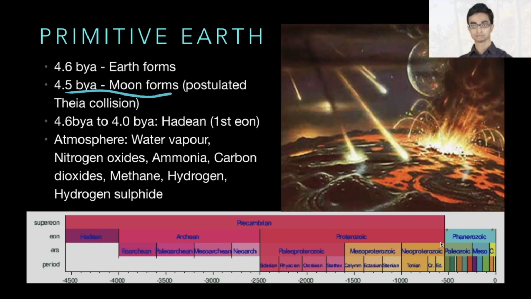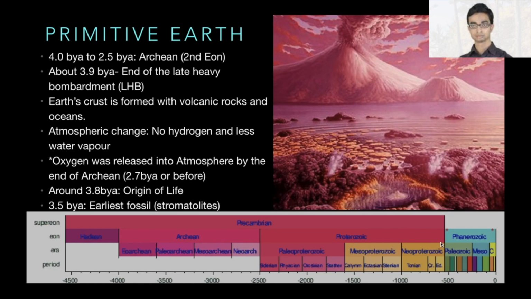The constant collisions caused all water to remain in vaporized form due to excessive heat generation. The atmosphere was thick with water vapor, and volcanic gases like nitrogen oxides, carbon dioxide, methane, ammonia, hydrogen, and hydrogen sulfide. After the end of the late heavy bombardment period, around 3.9 billion years ago, the Earth began to cool down, and water condensed to form oceans, and much of the hydrogen escaped into space from the atmosphere. A crust of solid rocks was thus formed over the molten Earth, with oceanic water occupying depressions of this rocky surface.